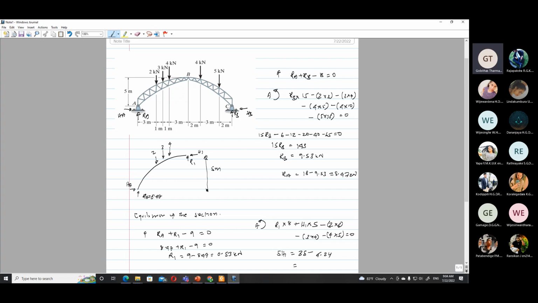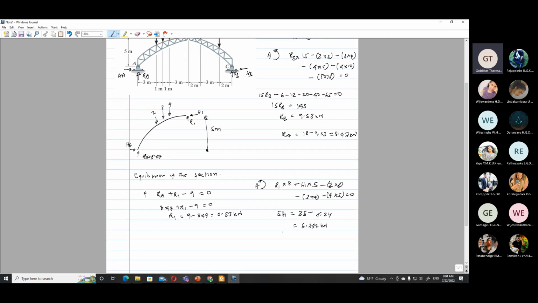So 38 minus 4.24, 33.76 divided by 5, 6.752. Okay, so H1 is 6.752. If you know H1, you can find HA. HA is equal to H1 because it will balance proportionally. So HA is also the same as H1.